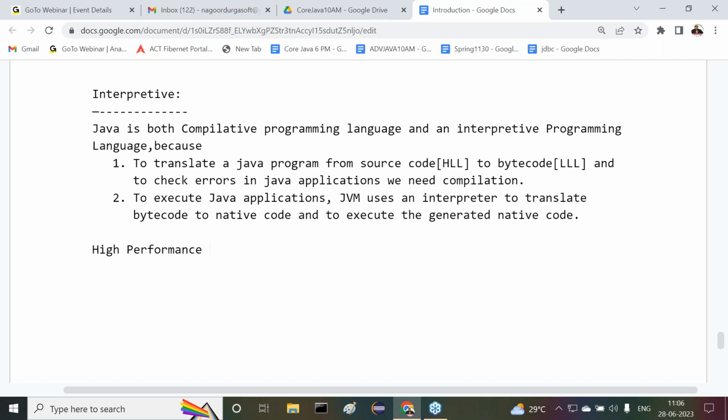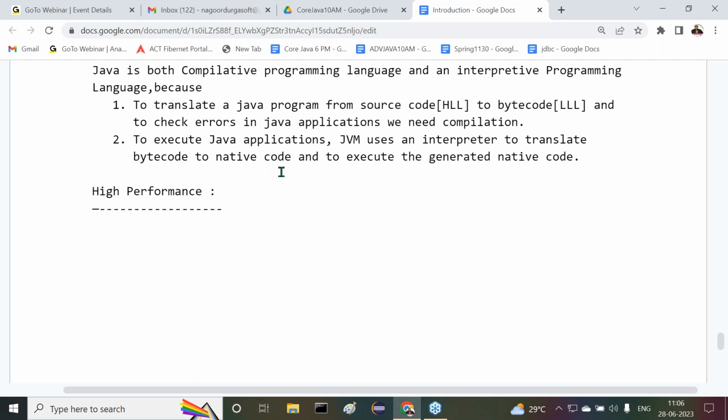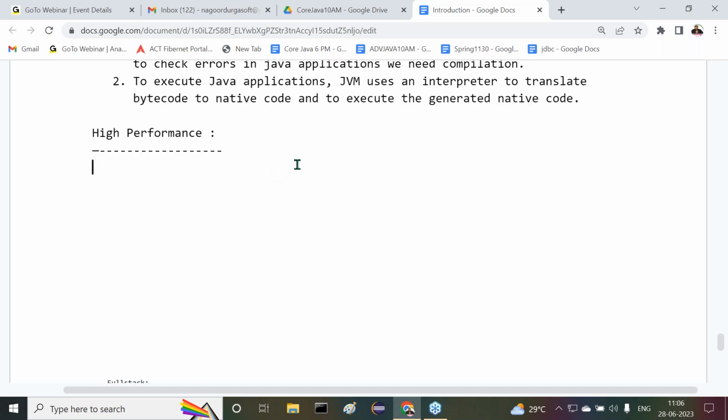Next one after completion of this. What is the next one here? High performance programming language. Guess it. What are you saying about this point? Java is a high performance programming language. I'm saying that. What's your answer? How can you say that?